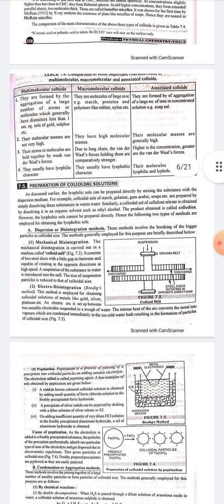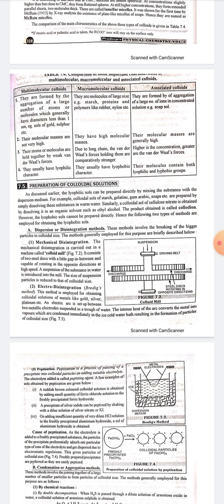Preparation of colloidal solutions. As discussed earlier, lyophilic sols can be prepared directly by mixing the substance with the dispersion medium. For example, colloidal sols of starch, gelatin, gum arabic, soaps, etc. are prepared by simply dissolving these substances in warm water. Similarly, a colloidal sol of cellulose nitrate is obtained by dissolving it in an organic solvent such as ethyl alcohol. The product obtained is called collodion.